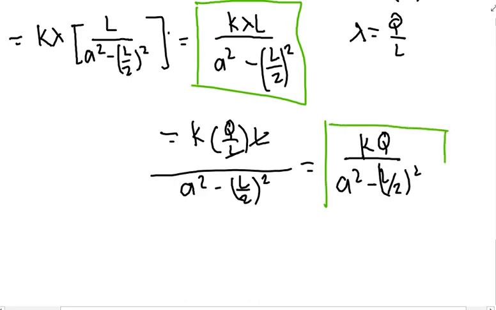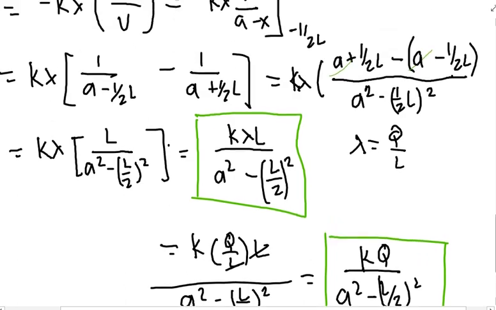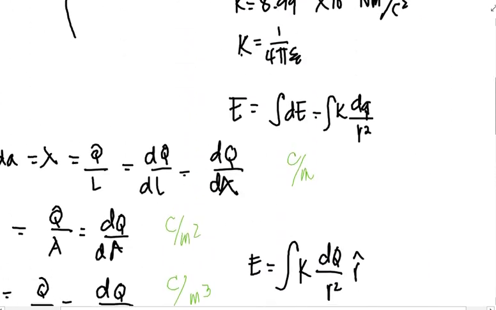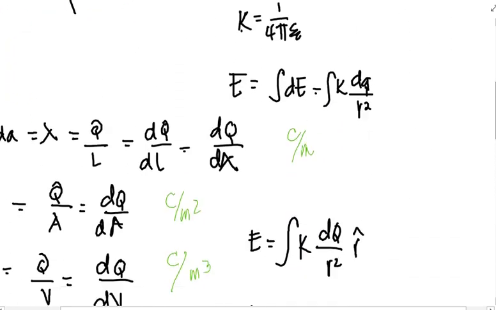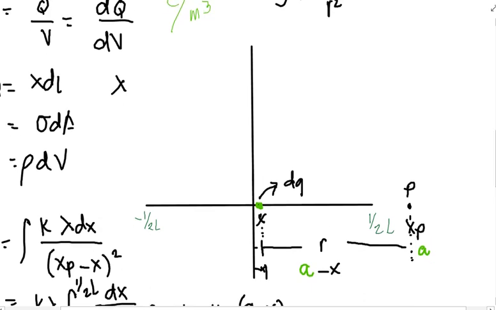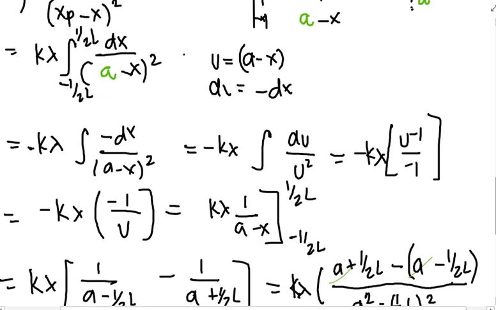Take note, A is what we use to represent the distance of point P from the origin, that is the location of your P. We represent it by A so that we will not be confused.